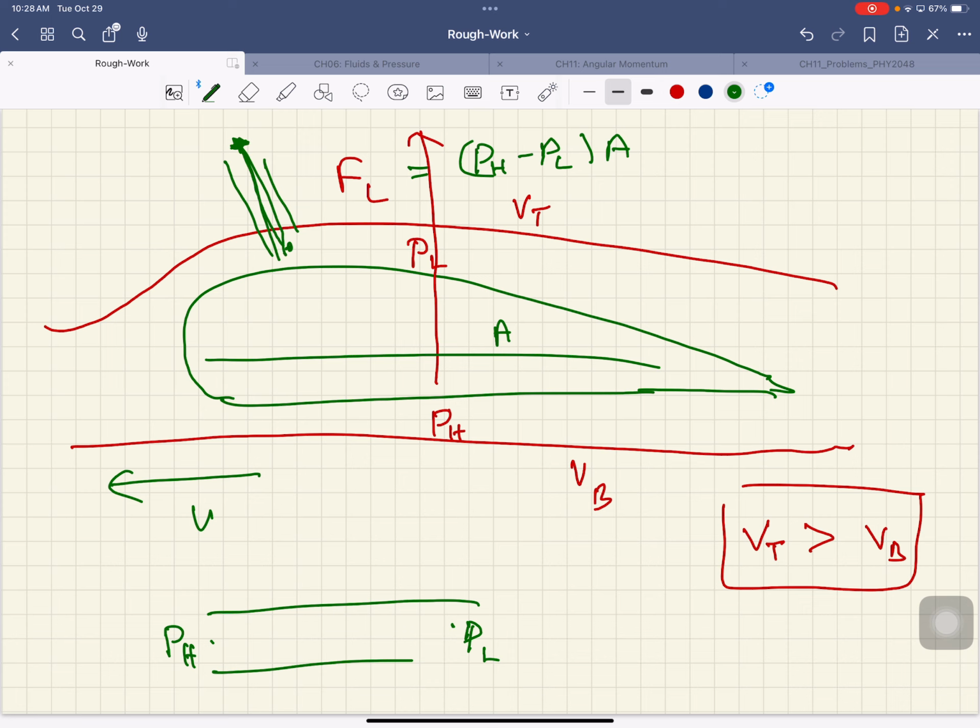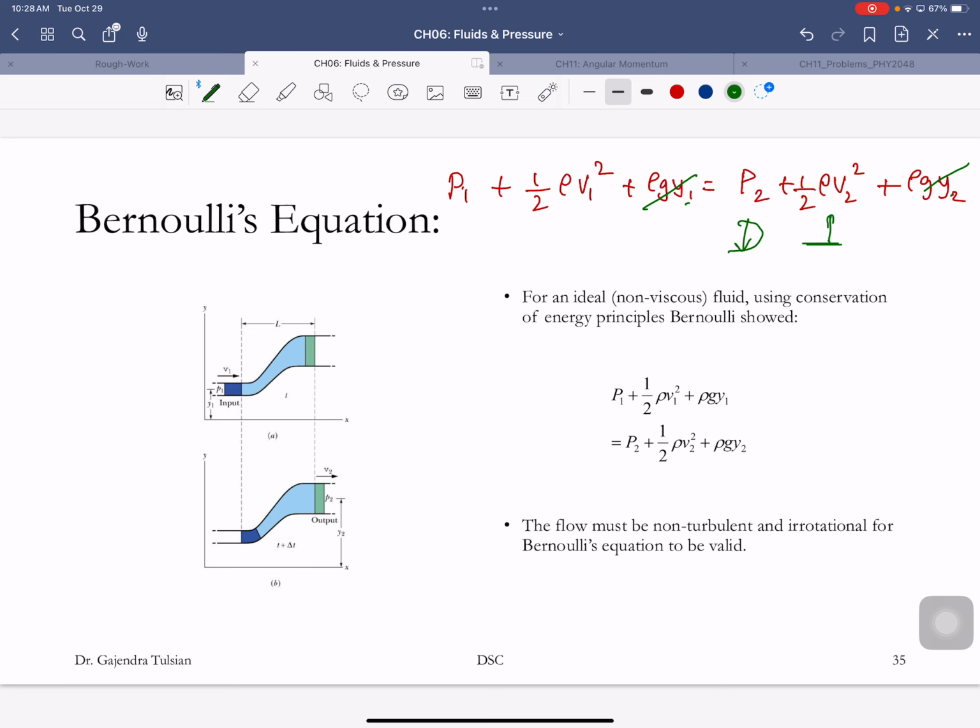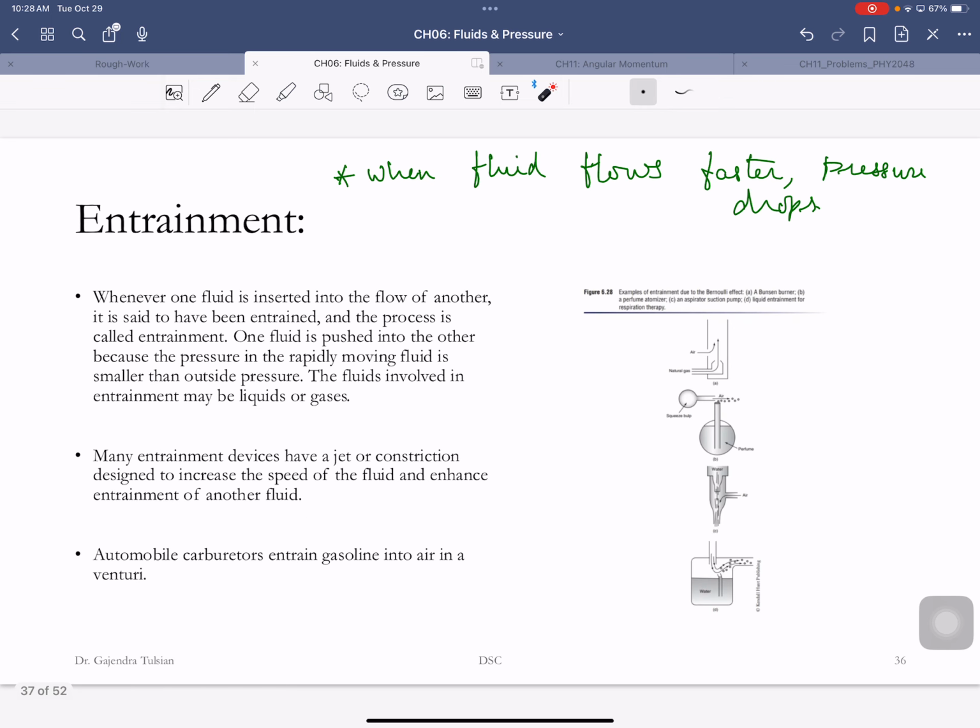Let's go back to this perfume bottle. Here the pressure is higher, which is atmospheric pressure. And if you lower the pressure here, this fluid will flow up there. And that's what's happening. How do you lower the pressure here? By blowing air across there. And so this perfume was inserted in the airflow. And that's called entrainment. Entrainment of perfume into the airflow.